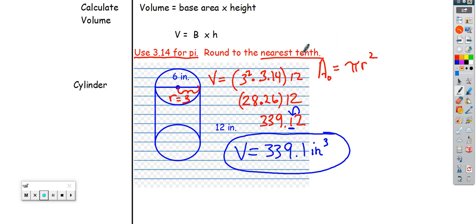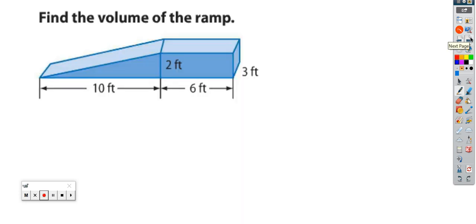Please make sure, again, that you round when it tells you to round and use 3.14 for pi, so your answers in edge elastic match. Well, let's look at some different looking figures. This is a compound figure.